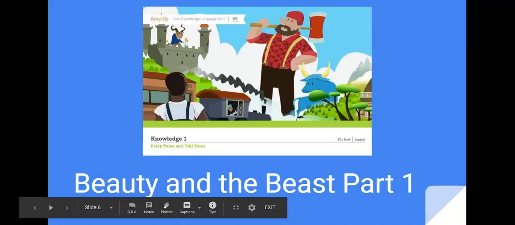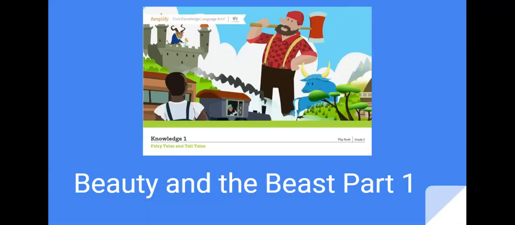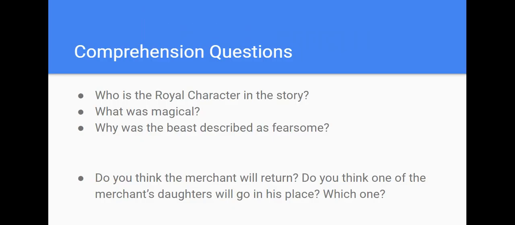Let's go through some of our comprehension questions. What happens to the merchant's family when he loses his fortune? Who is the royal character in this story? What about what was magical about the story? Why was the beast described as fearsome?